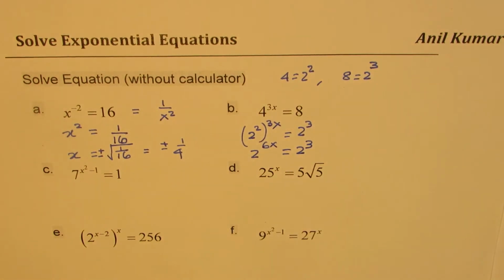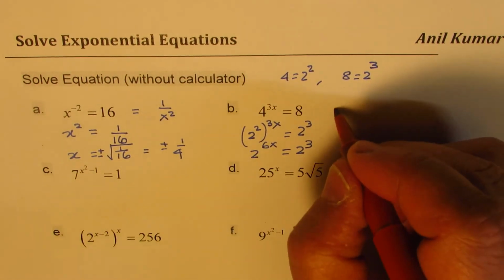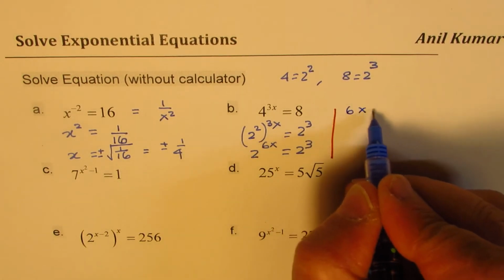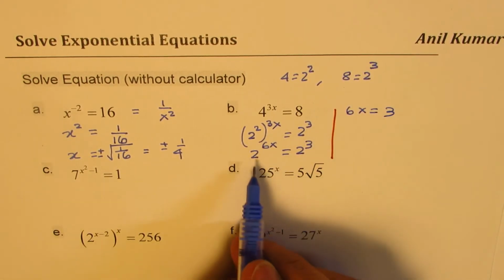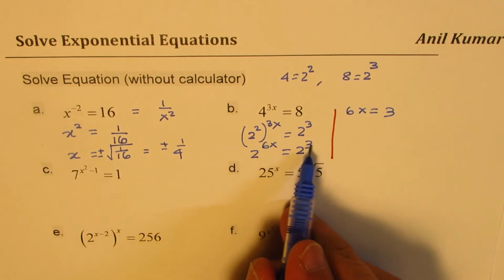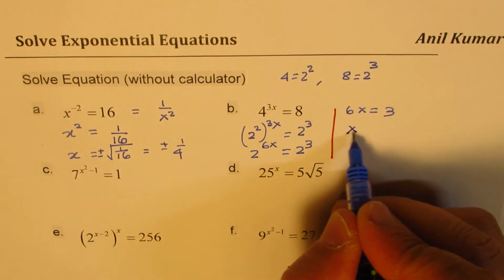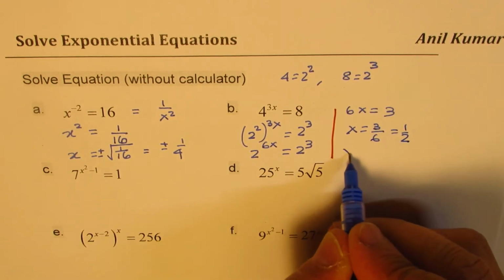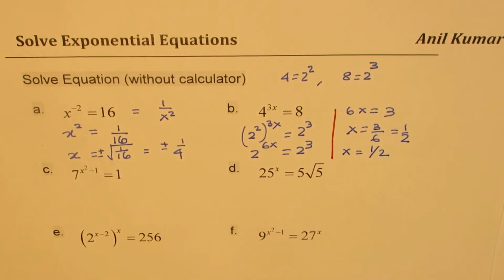Now you can solve for x. So you can now write 6x equals 3. If the base is the same, then the exponents can be equated. Or x equals 3 over 6, which is equal to half. So x equals half is our answer, correct?